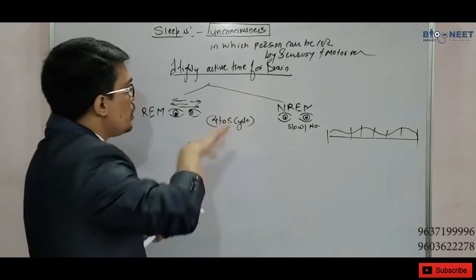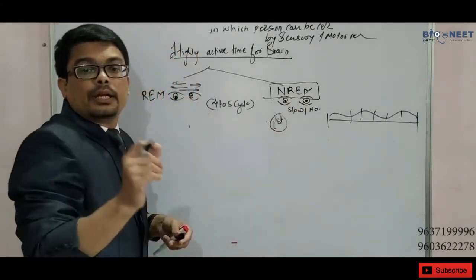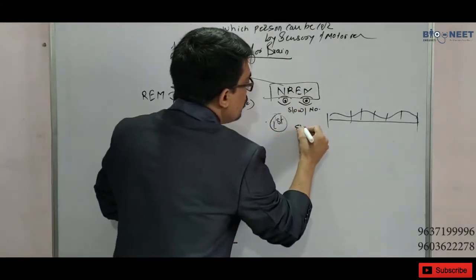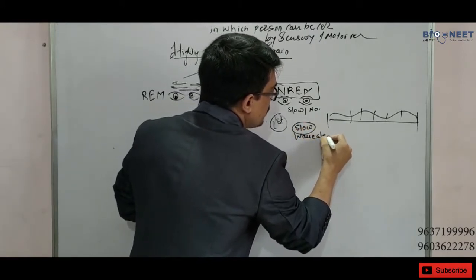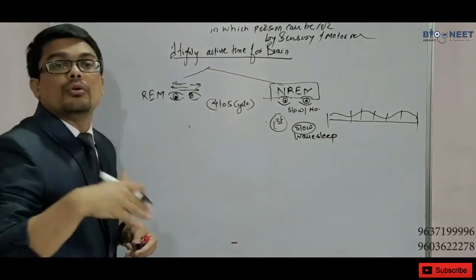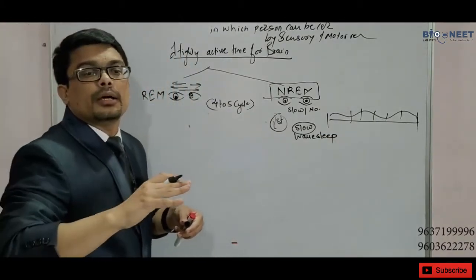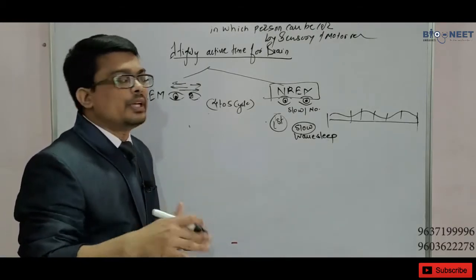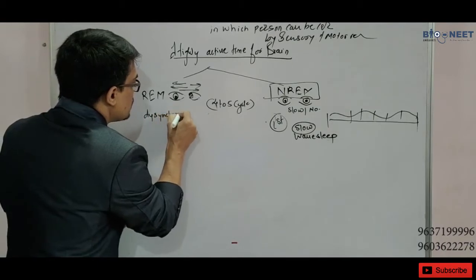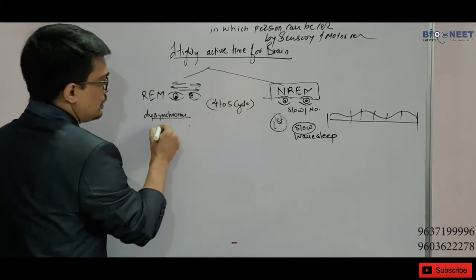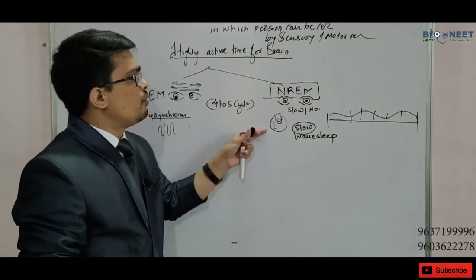Which sleep comes first? The first to come is NREM sleep. It is called slow wave sleep. Here the waves are desynchronous, not synchronous. So first comes NREM.